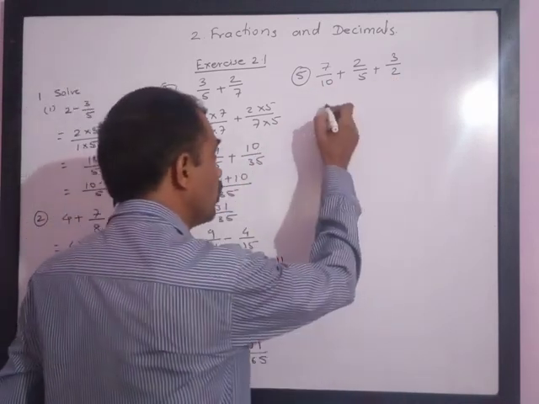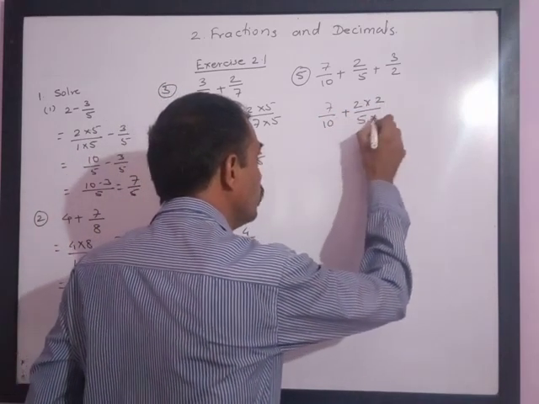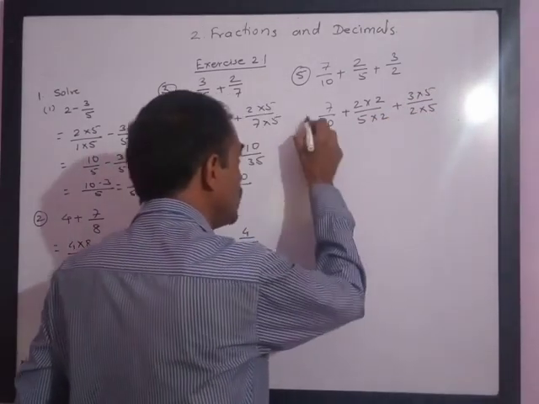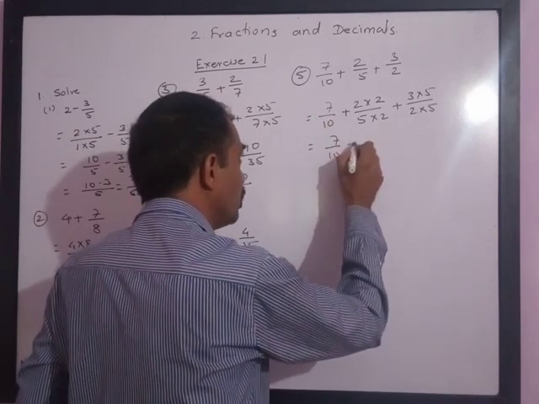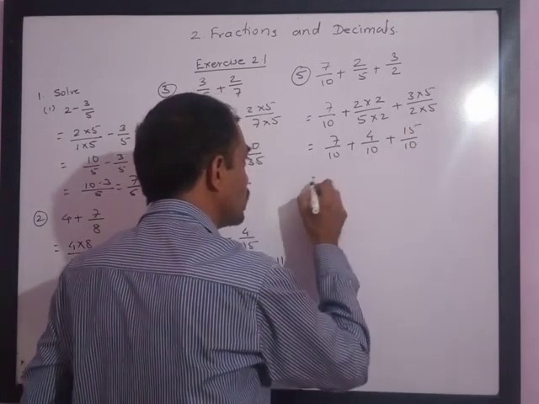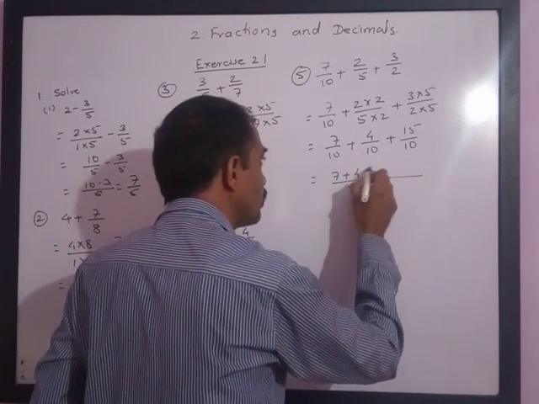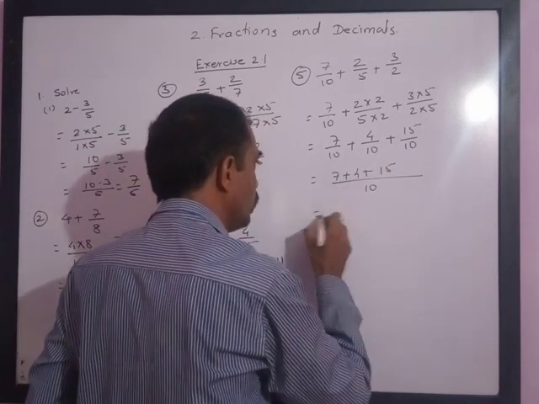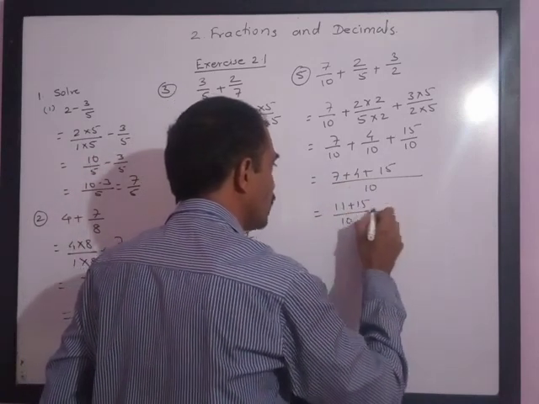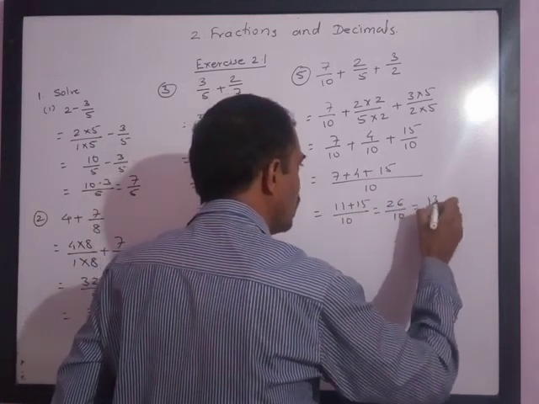So it means this is equal to 7 upon 10 plus 2 into 2 upon 5 into 2 plus 3 into 5 upon 2 into 5. This is equal to 7 upon 10 plus 4 upon 10 plus 15 upon 10. That is equal to, denominators are same, so we can take it common. We will have 7 plus 4 plus 15. That is equal to 7 plus 4 is 11, 11 plus 15 upon 10. That is equal to 26 upon 10, means 13 upon 5.